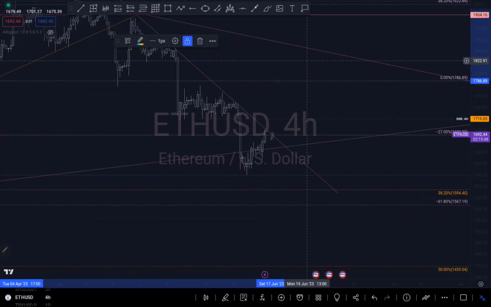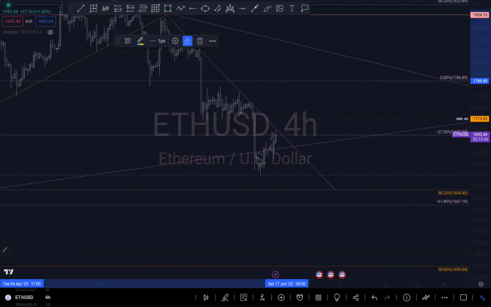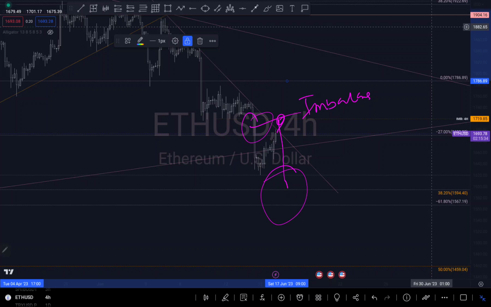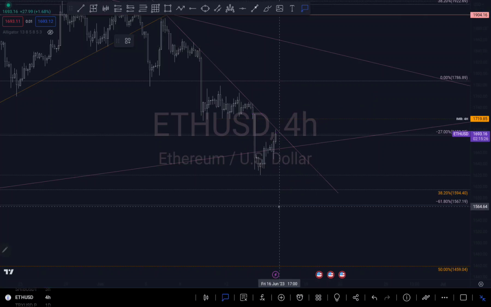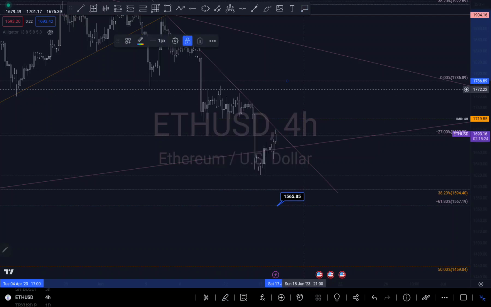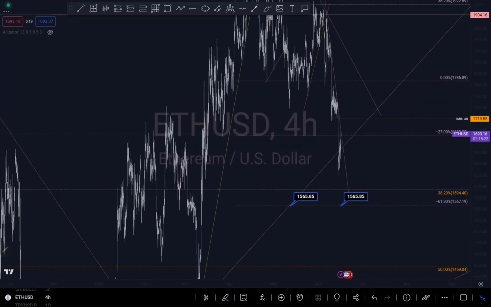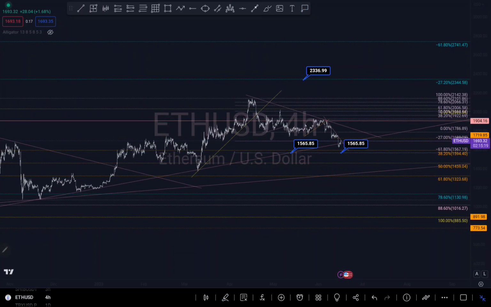So what am I expecting? I'm still expecting a bit of a push to the upside, a possibility just to fill in this imbalance around this area. Then we might continue to drop to the downside. That's a possibility, and my next target for that would be my second negative 61.8% fib level, and that is around this area. Let me just put it that way before we see what we are looking into.